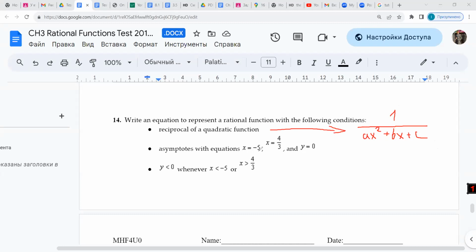Then asymptotes. You should have the horizontal asymptote y equals 0, as well as vertical asymptotes. Remember that y equals 0 is an asymptote when the exponent in the numerator is less than the exponent in the denominator. Vertical asymptotes appear when the denominator equals 0. So these two are supposed to be roots of your quadratic equation. So x1 equals -5 and x2 equals 4/3.